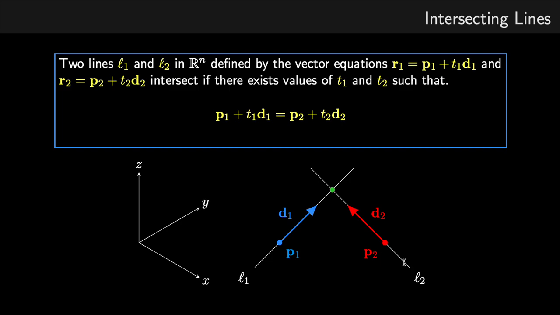Okay, so for the second line we have another point on the second line, which is p2, and we have a direction vector for that second line, d2. Now if we set the equations of those two lines equal to each other, if there exist values of t1 and t2 such that the left hand side equals the right hand side, we know that those two lines will intersect. So let's have a look at an example.